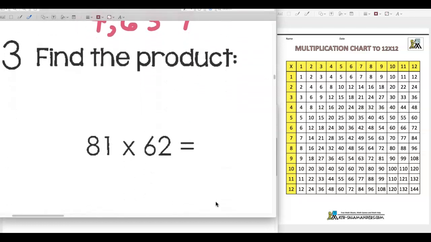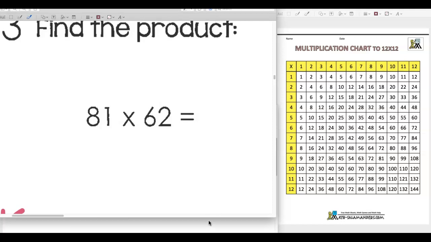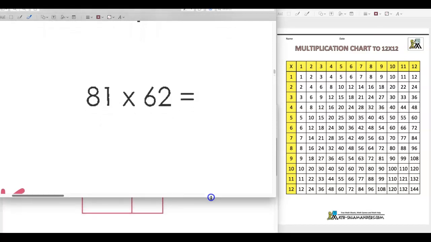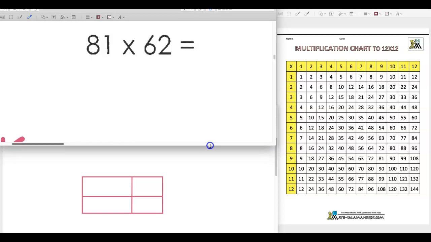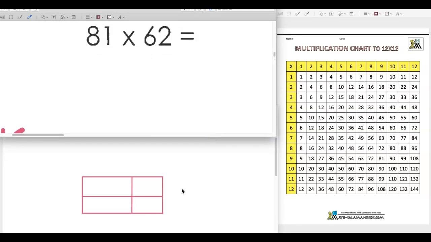Number 3, find the product. I'm going to go to my scratch paper for this one. Remember, product means your answer in multiplication. I'm going to use an area model. I have 2 digits times 2 digits. In order to use my area model, I need to take these numbers and put them into expanded form. That means I'm stretching them out to their place values.